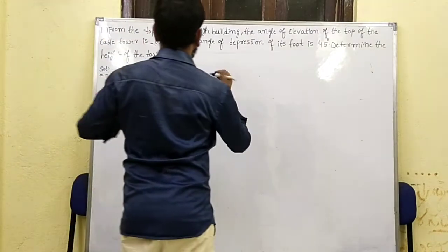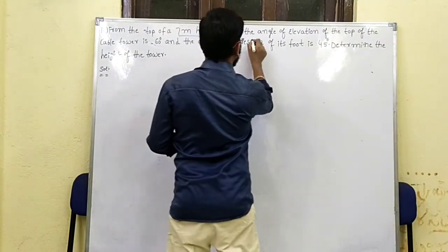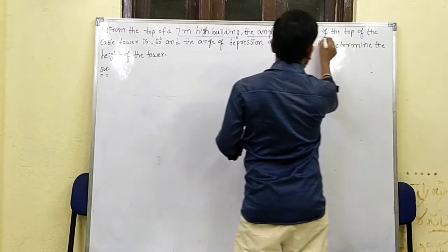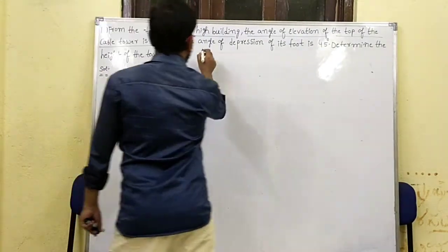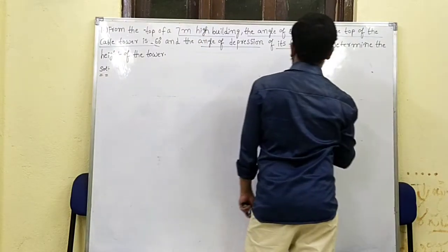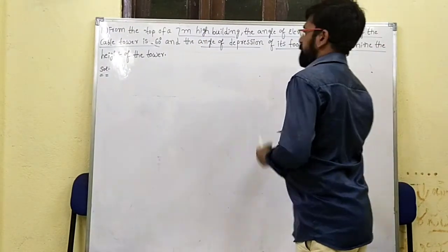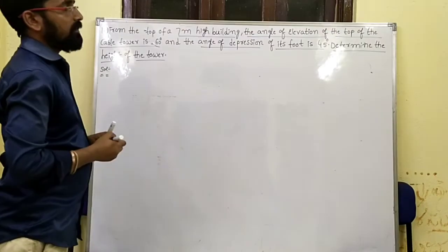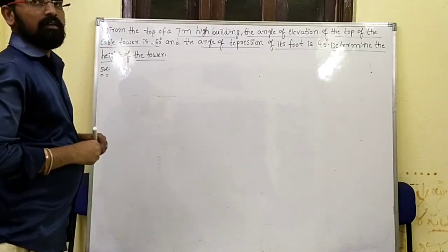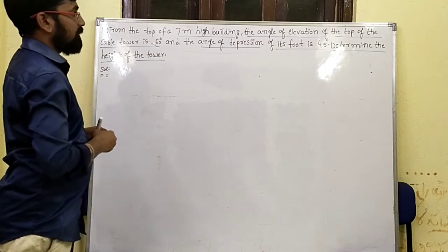From the top of a 7 meters high building, the angle of elevation of the top of the cable tower is 60 degrees and the angle of depression of its foot is 45 degrees. We need to determine the height of the tower.